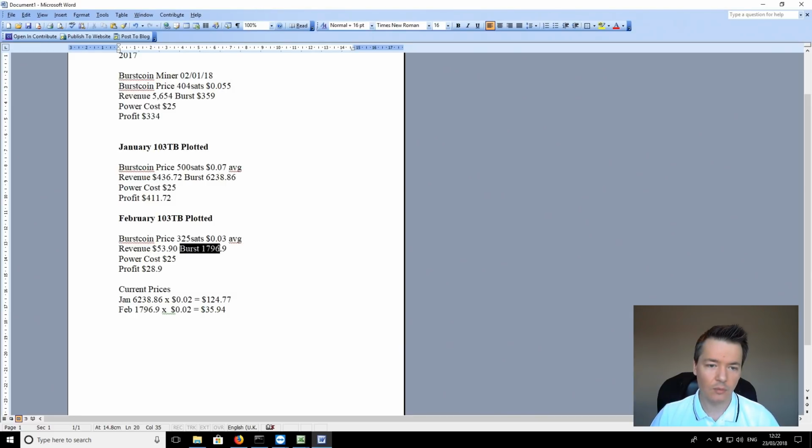Total Burstcoin mined was 1796.9, which gives us a revenue of $53.90. So much smaller revenue. Take off our power cost of $25, and that gives us a profit of $28.90 for the month of February. So from one month to the next, massively different. Most of it is because I found significantly less Burstcoin, but the price reduction also drastically reduces your earnings. Just a couple of cents difference on each one of those Burstcoins massively changes your earnings.